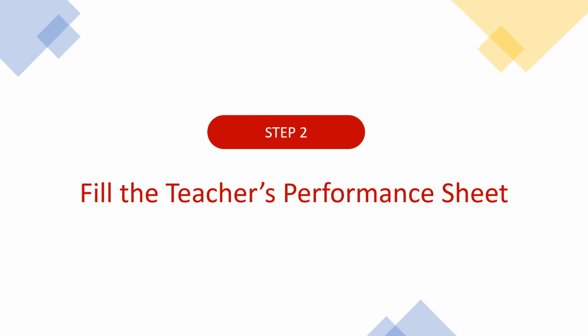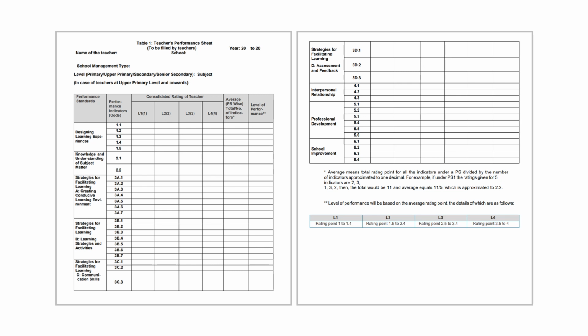After step 1, now comes step number 2, in which the teacher has to fill the teacher's performance sheet. Here, in the teacher's performance sheet, the teacher has to write his or her name clearly. Then, the year for which the self-assessment is being carried out. School management type: the teacher has to mention the type of school he or she belongs to, whether it is a government school, government aided, or any other school applicable to the teacher.